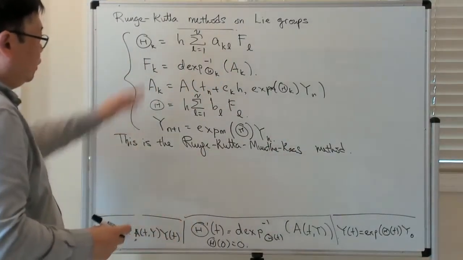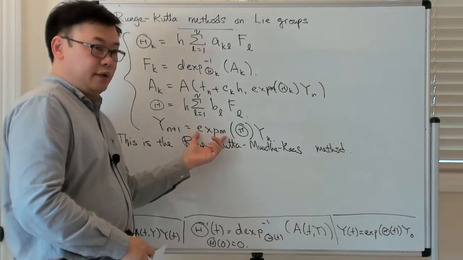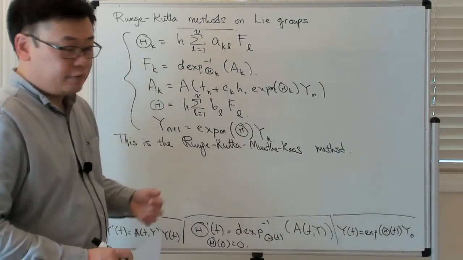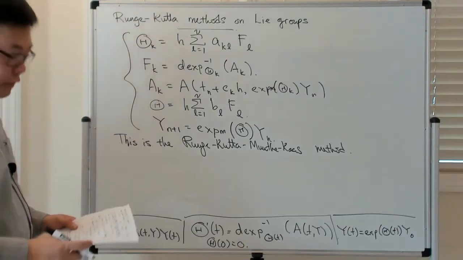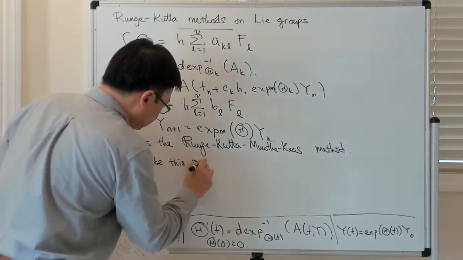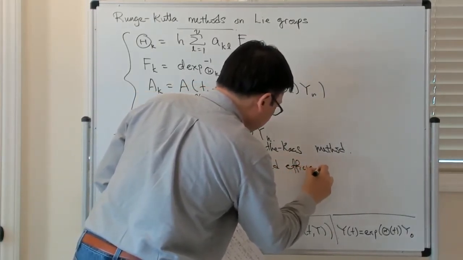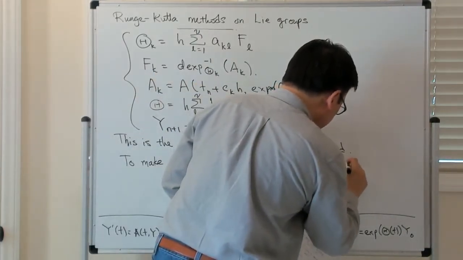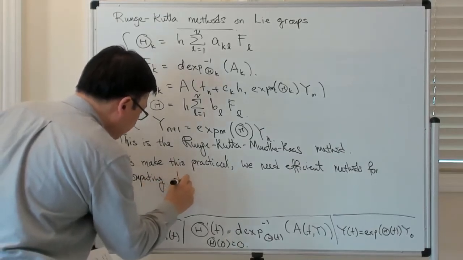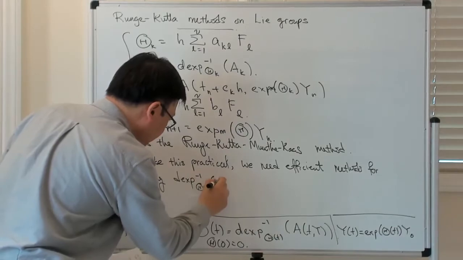One remark is that most of this is fairly straightforward. There are two things you want to be able to do efficiently: you need to compute the matrix exponential efficiently, and you need to compute this dexp inverse operator efficiently. That's another piece of the puzzle. But at least at a formal level, this makes perfectly reasonable sense. So let me remark that to make this practical, we need efficient methods for computing dexp of theta k inverse applied to Ak.